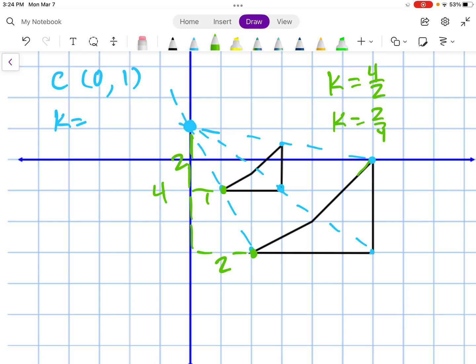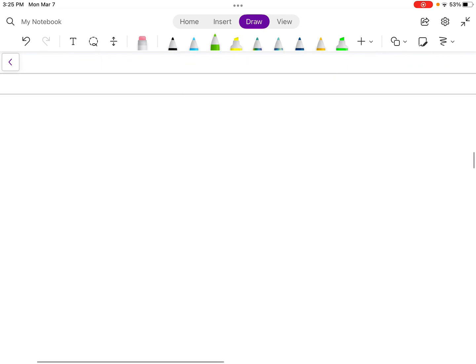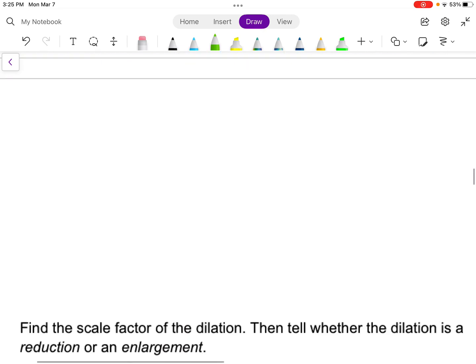So let's say this was the original shape. I'm going from the blue shape to the black one. That's a reduction. So my scale factor would be the 2 over 4, which is a half. Okay, that is what my scale factor would come out to be. So if you're given a drawing, you can find the center of dilation and you can find the scale factor. That's most of what you're doing here.